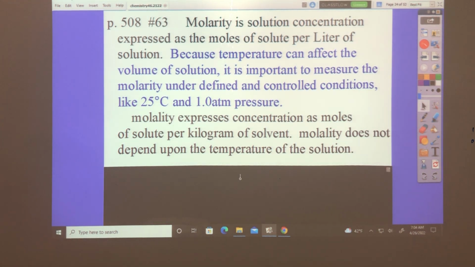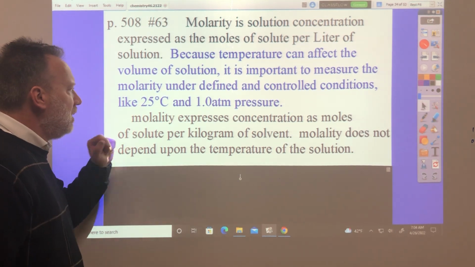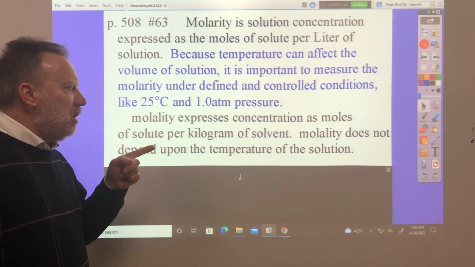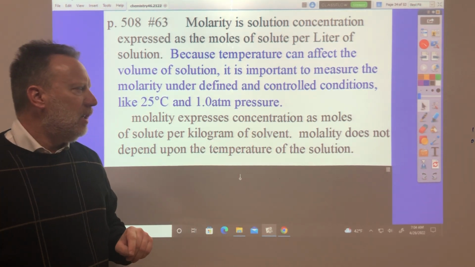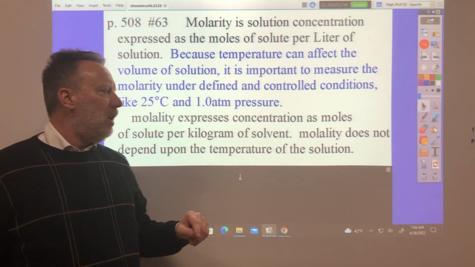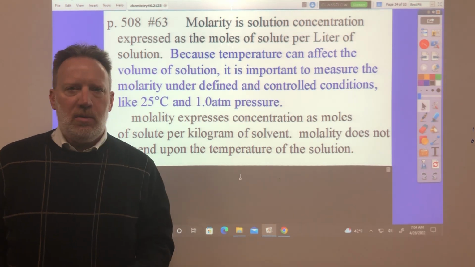Molality, and I used a small m here, even though it's at the beginning of a sentence. Molality expresses concentration as moles of solute per kilogram of solvent. Molality does not depend upon the temperature of the solution.